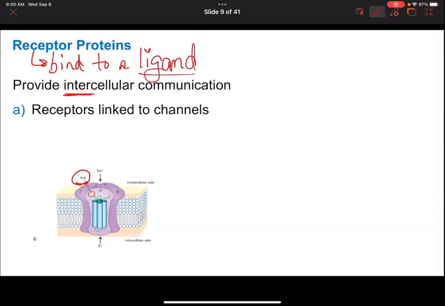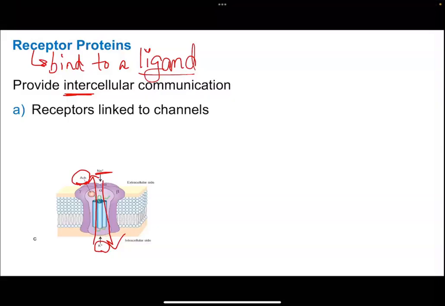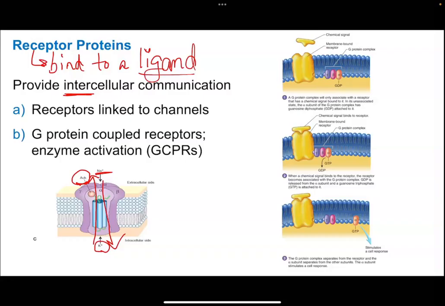And in this case, the hole allows sodium ions to come into the cell and potassium ions to go out of the cell. But again, it's specific, so it only allows those two ions to flow through, and it has to bind acetylcholine as a ligand. There are competitive ligands that can bind this receptor protein in this example.